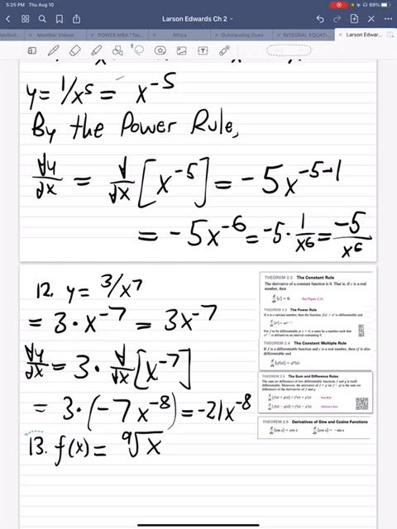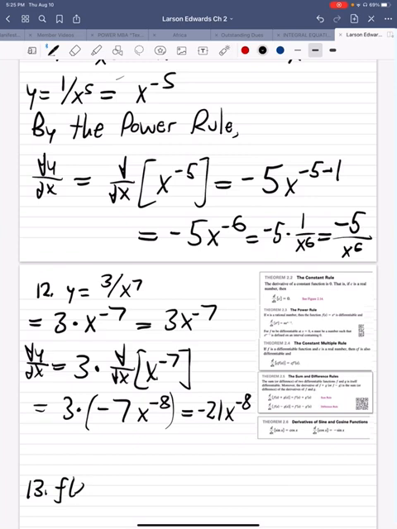And again, if you want to write it in the way that the problem originally gave us, then once again you put negative 21 in the numerator and you put the power of x in the denominator, negative 21 over x to the 8th.